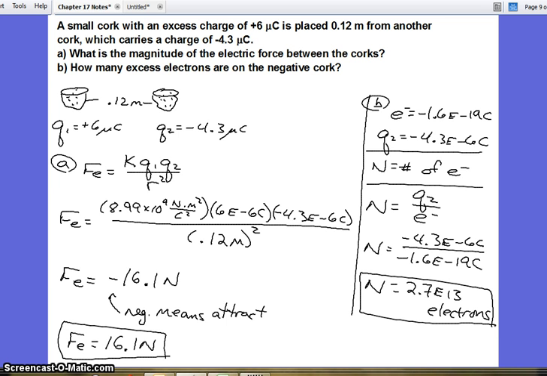So again, just to review here, we have our Coulomb's law, our equation to solve for electric force. I would leave out any negatives in our charges. They're not helpful. They simply mean that they attract or repel, and do not give a direction. And so we get an absolute value here for electric force. And then to solve for the number of electrons, we simply divide the total charge by the charge of just one electron.